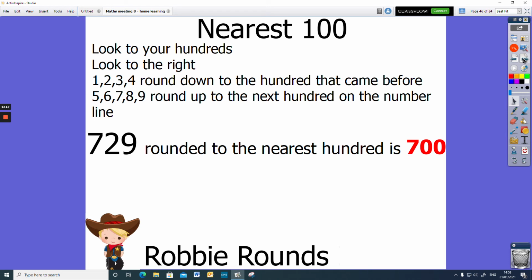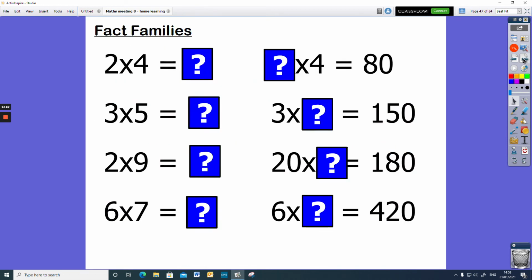Okay, what's next? Oh, fact families now. Pairs of related multiplication questions here. If I know 2 multiplied by 4 equals something, what times 4 equals 80? So these are related. Okay, have a go at these ones now.